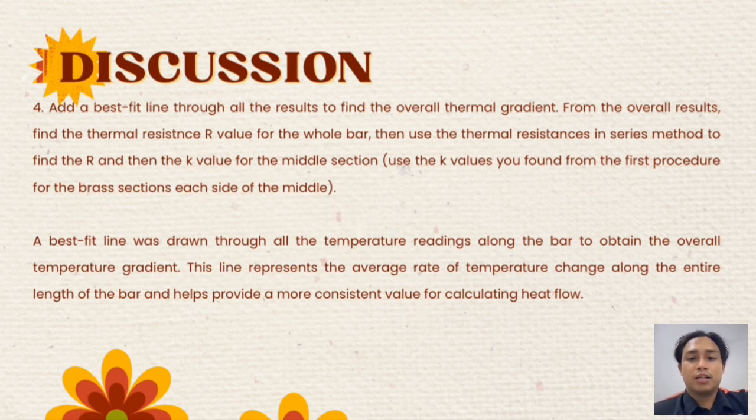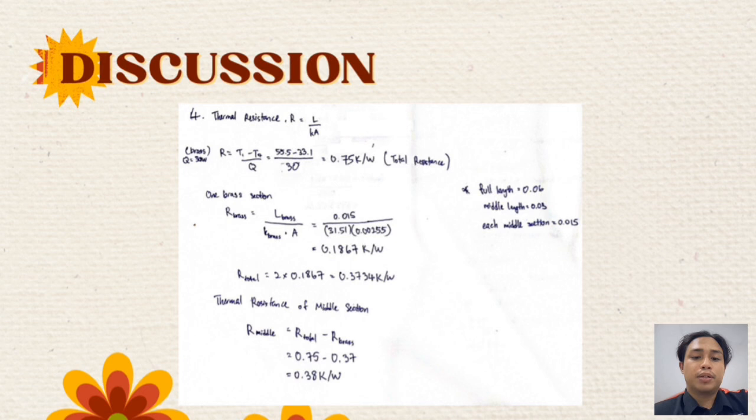Lastly, we drew a best fit line through the temperature readings to find the overall thermal gradient, and from this we calculated the total thermal resistance of the bar using R equal to (T1 minus T7) per Q. We found the total resistance to be approximately 0.1867 K per W. We then calculated the resistance of brass using R equal to L per kA and subtracted it from the total to find the thermal resistance of the middle section, which was approximately 0.36 K per W. This allowed us to isolate the thermal behavior of the middle material.